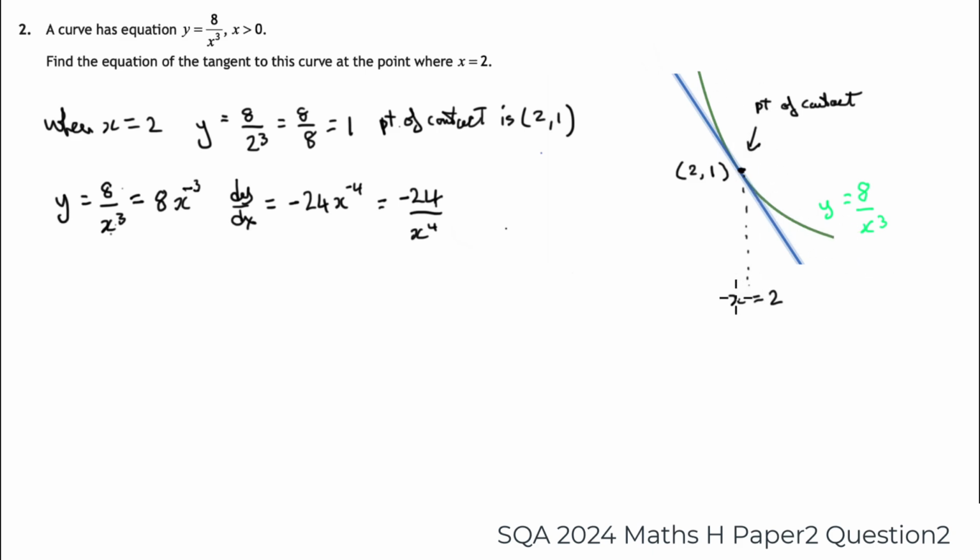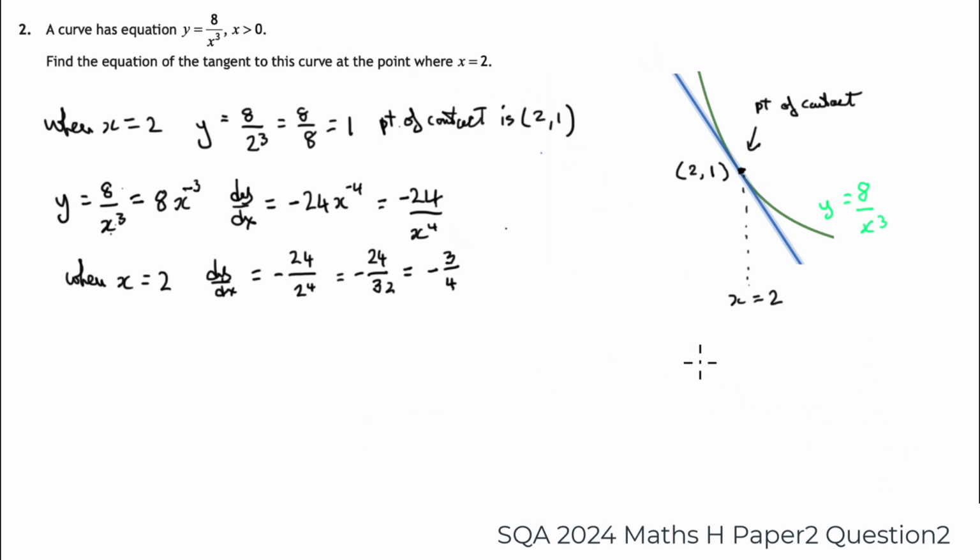But it's not any point, it's at the point where x equals 2 that we're interested in. So let's do that. When x equals 2, the gradient dy by dx will be equal to negative 24 over 2 to the power 4. Now 2 to the power 4 is 16, and we can cancel by 8. We get negative 3 over 4. So the gradient at this point of this curve is negative 3/4, which is exactly the same as the gradient of the tangent line.